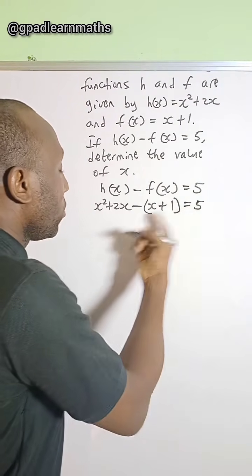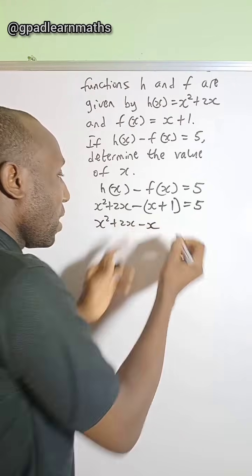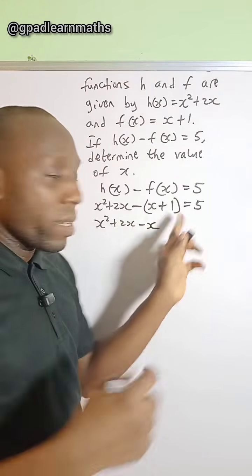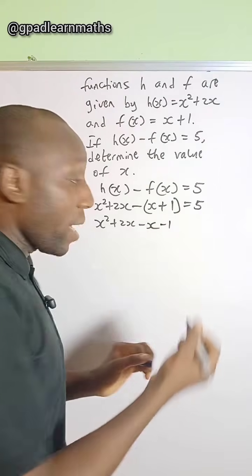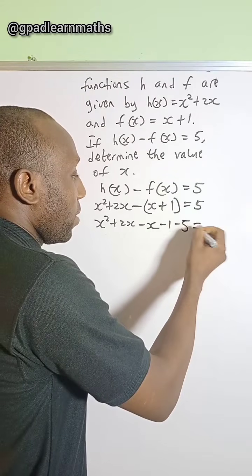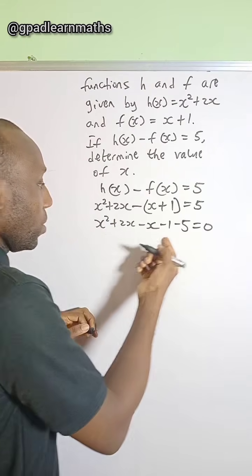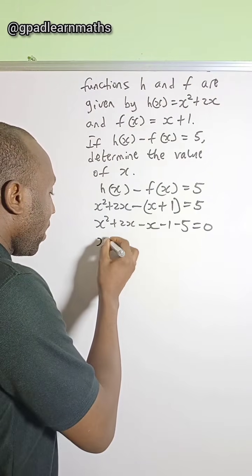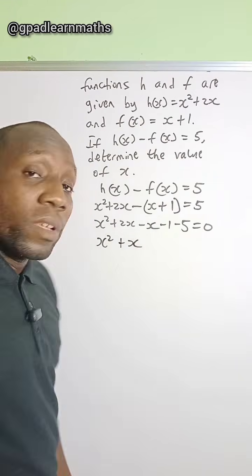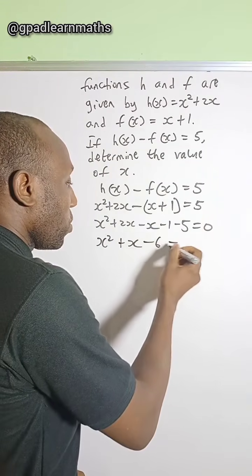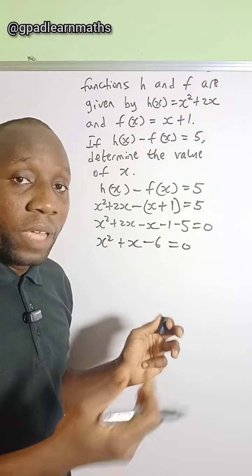Now, when you remove the bracket, you're going to have x squared plus 2x minus x and then minus 1. If you subtract 5 from both sides, you have minus 5 here and this is equal to 0. Okay, so let's simplify. Now, if we simplify further, we're going to have 2x minus x is plus x, minus 1 minus 5 is minus 6 and it's equal to 0. Now, this is the quadratic equation. So let us factorize this.